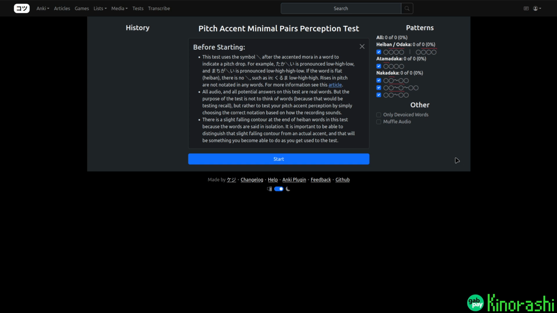Pitch accents for particles, inflected verbs, and adjectives. The pitch accent of a particle is determined by the accent type of the word it follows. For example, for heiban words, the particle's pitch is high.